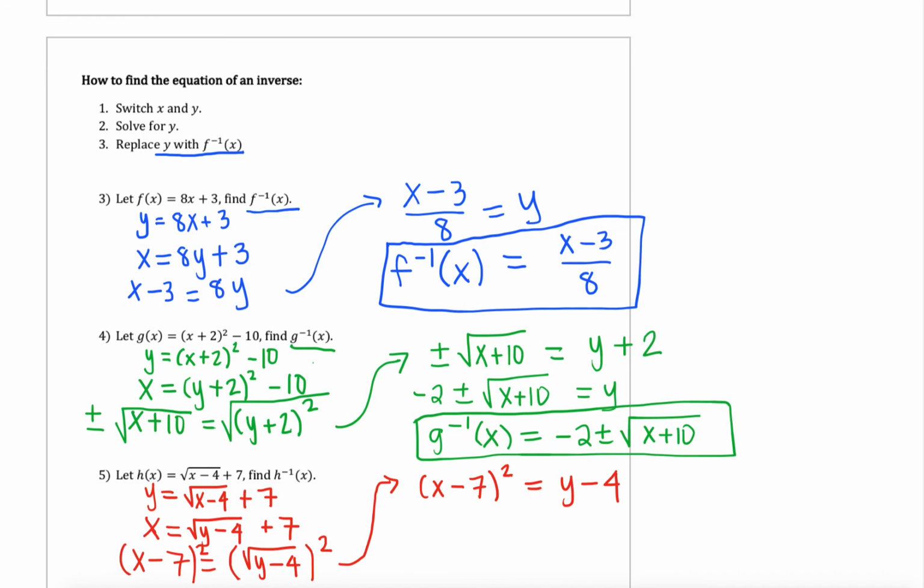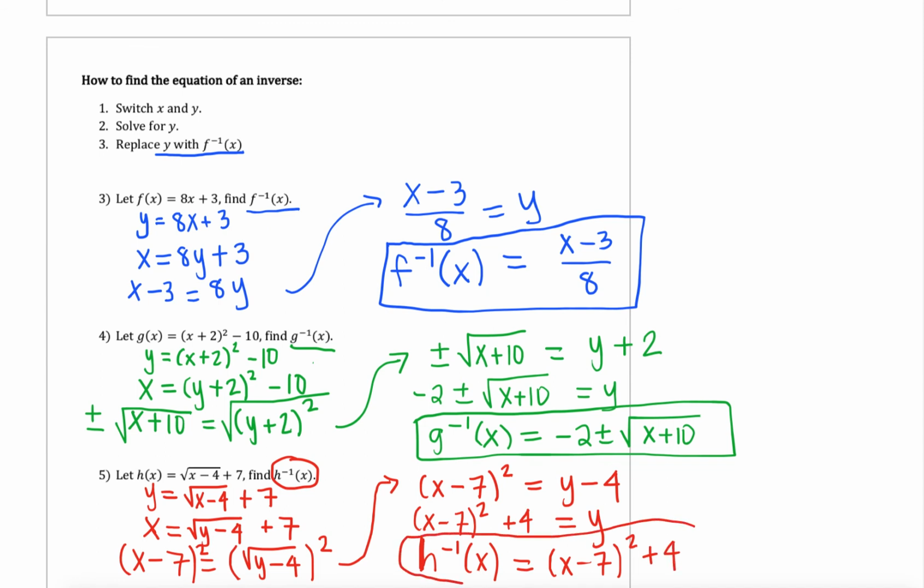So from here, our last step is just to add the 4 over. So we get x minus 7 squared plus 4 equals y. And we were able to isolate and get y by itself. Last step, replace y with our notation for the inverse, which in this case is h inverse of x, since our original function was h of x. This would equal x minus 7 squared plus 4. And that will be our final inverse equation.